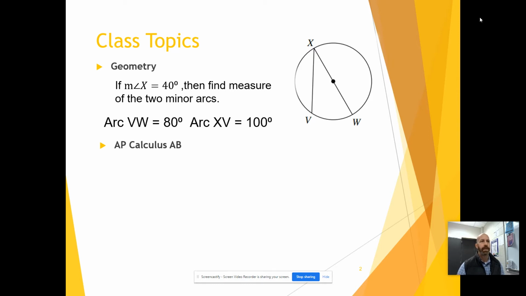Arc XV is going to be 100 degrees because a semicircle's arc is 180, so if we take 180 minus 80, we get 100.